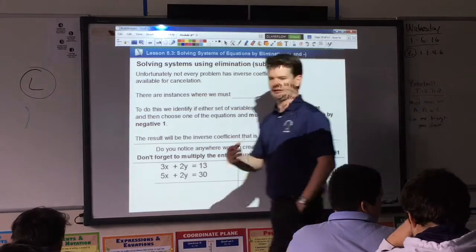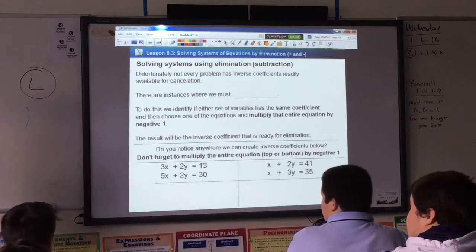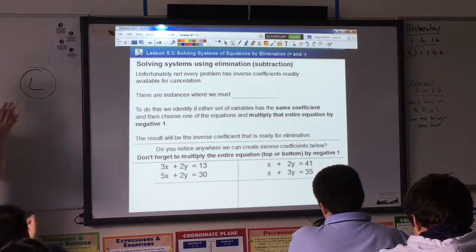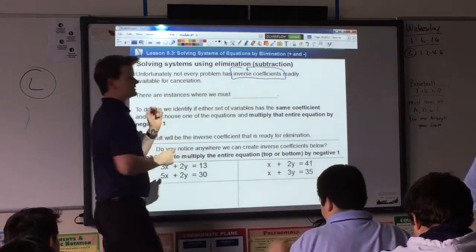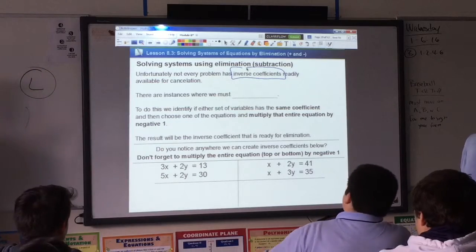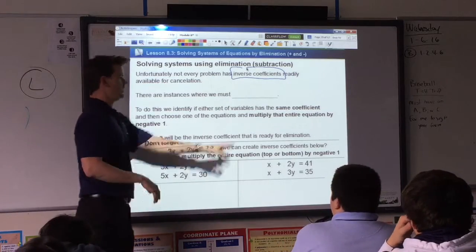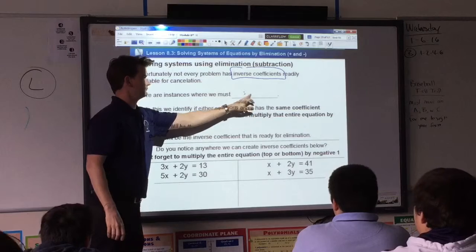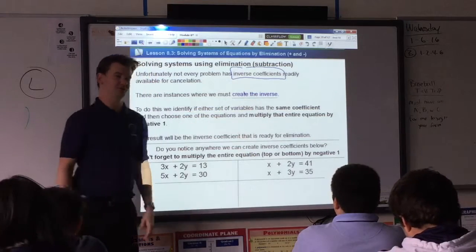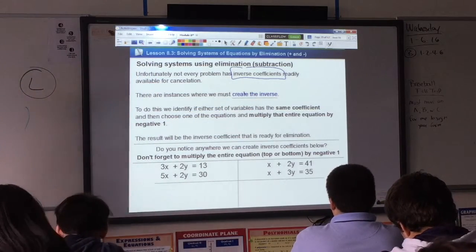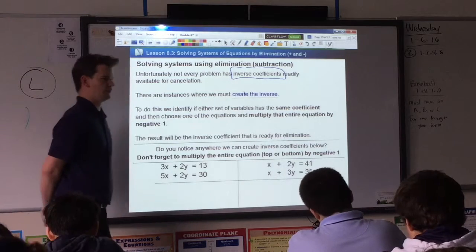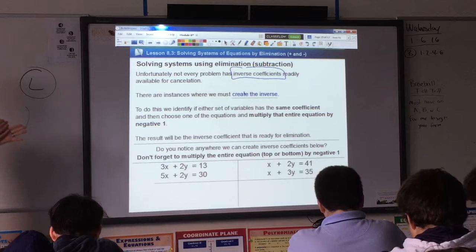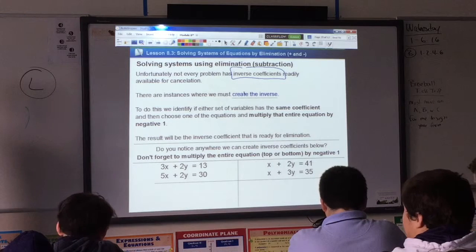All right. Now, eyes back over here. Unfortunately, not every problem will have inverse coefficients. That would be nice, but they all won't have them. There are instances where we must create the inverse. How can we do that? How can we create the inverse? Well, to do this, I'll wait till you guys write that in.